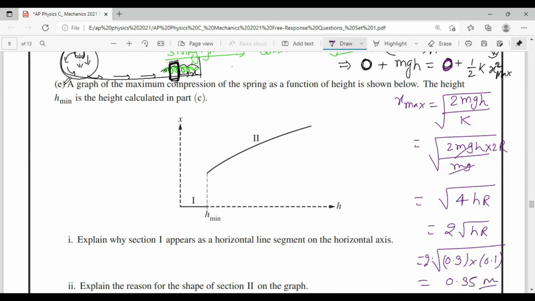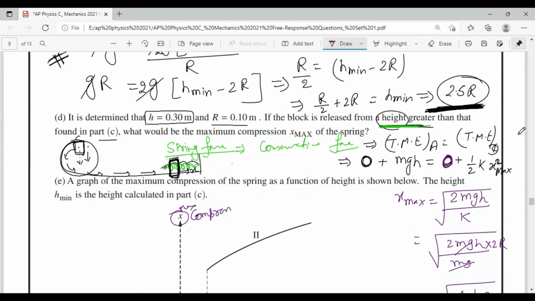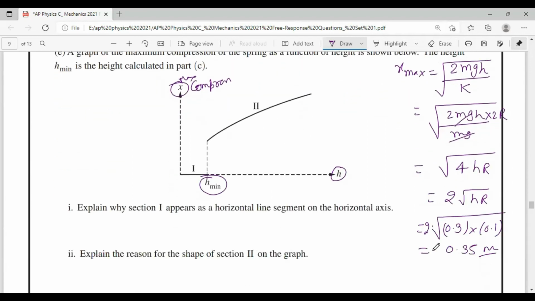Okay friends, let us see the E part, that is the last part of the question. A graph of maximum compression of the spring as a function of height is shown. So this is the maximum compression, and this is the height. The height h minimum is the height calculated in part C. This is the h minimum which we calculated in part C, and that value was 2.5 r.